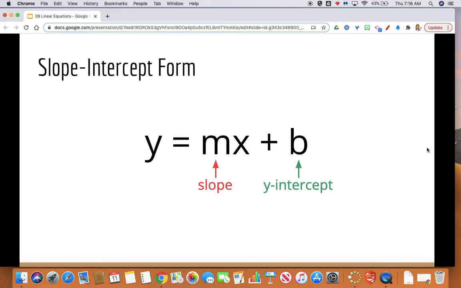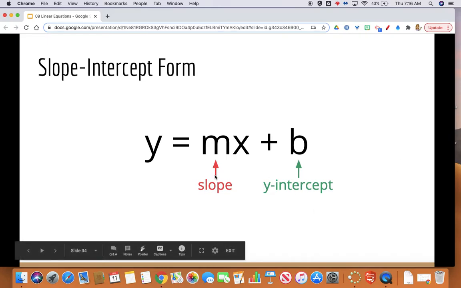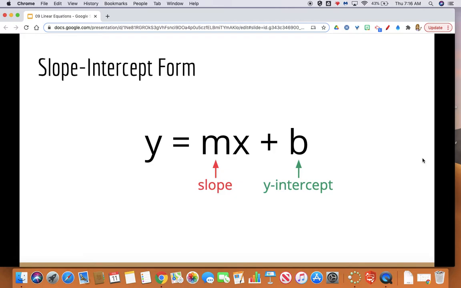So if we're given an equation in slope-intercept form, we're able to graph our line because we know these two very important pieces, and we're going to go through how we graph that line throughout this lesson.